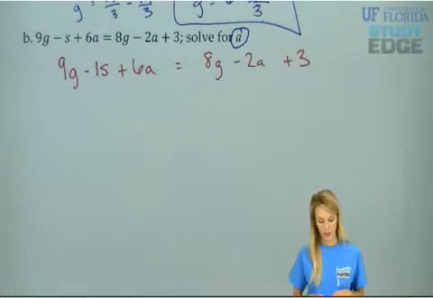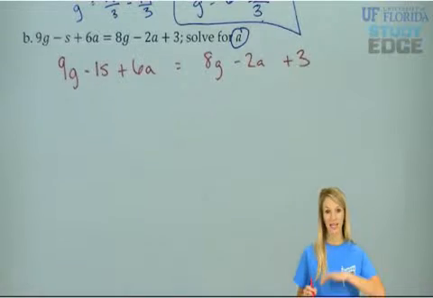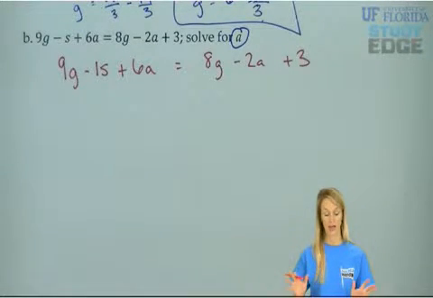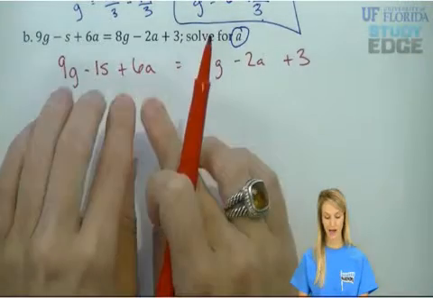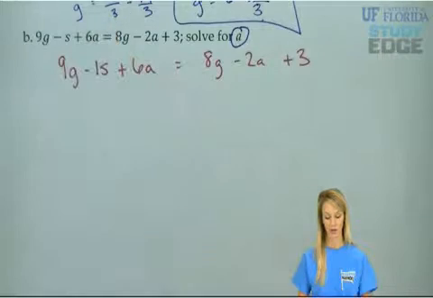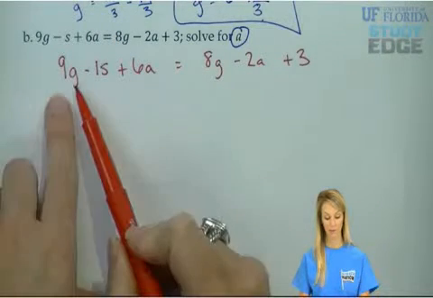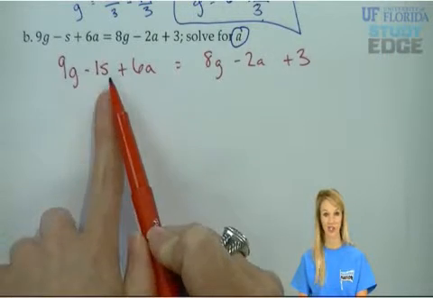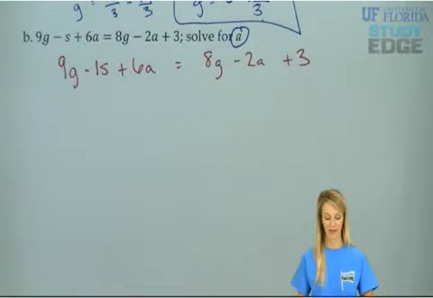All right, so let's think what we want to do. We're trying to solve for A. We want to get A on one side of the equation and everything else on the other side. So if we want only terms with A on the left side of the equation, what do we need to do? I'm going to start by getting rid of this 9G and this 1S. I don't want to have G's and S's on the left. I only want to have A.